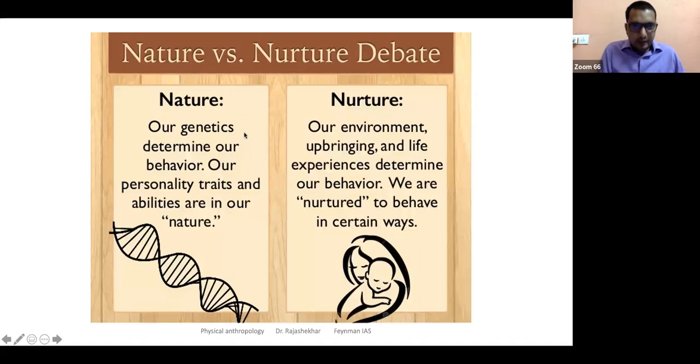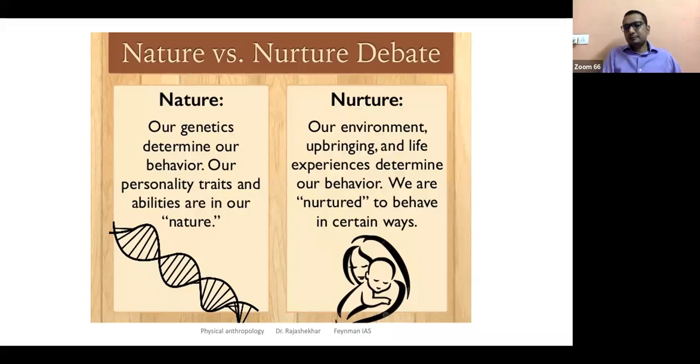All right, so people who actually support the concept of nature, what is the concept of nature? If you see a few points on the debate, people who support the concept of nature believe that our genetics determine our behavior. So how we behave is defined by our genes, and our personality traits or various characteristics and abilities are in our genes, they are in our nature. Whereas people who support the concept of nurture believe that our environment, meaning our upbringing, our experiences in life, determine our behavior. And we are nurtured to behave in a certain way is what people from the nurture concept believe.